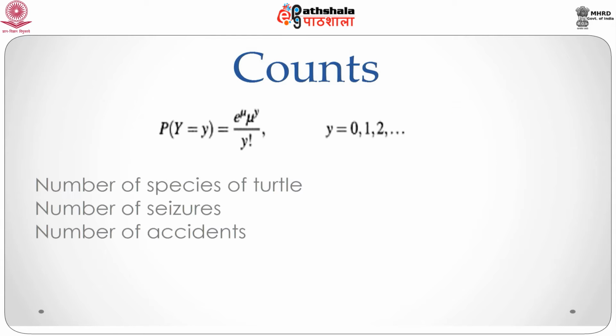Let us look at some examples of counts. On the first line on the slide, you see the very popular Poisson distribution, which is usually used to model counts of some kind of event happening over time or over space. So there are three examples of counts. It could be the number of species of turtle. There is a Gala data set in R, for example, which looks at the number of species of turtle on the various islands of the Galapagos. It could be the number of seizures which a patient on a particular medicine experiences over time. It could be the number of accidents occurring over a city.